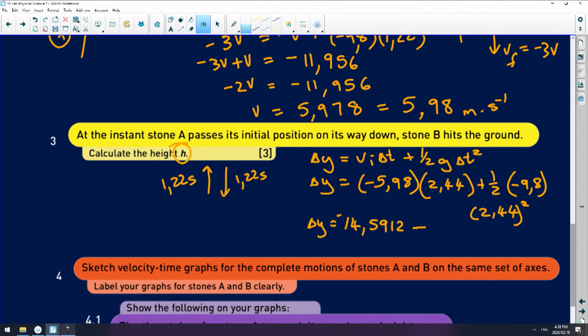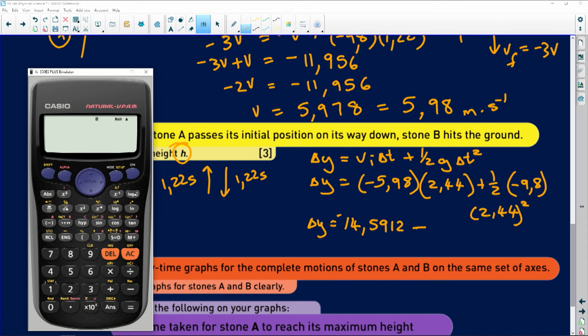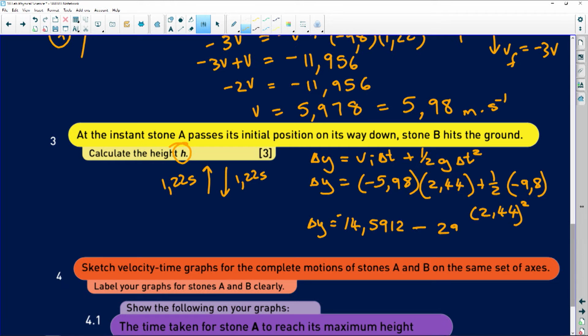So let's have a look. All right, so now we're going to have 2.44. So remember, old school: times 2.44 equals that, times 9.8 equals that, divided by 2, minus 29.17. Minus 29.17. And so delta y, we just add them all together.